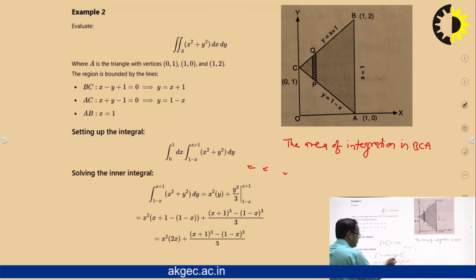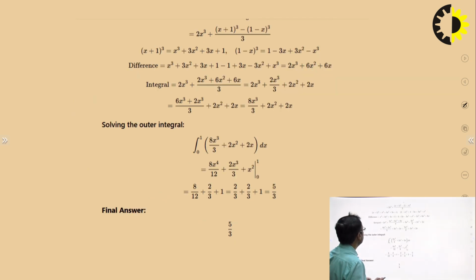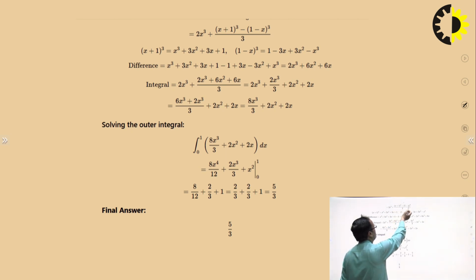After simplifying, first we put the upper limit, then minus the lower limit: x square times the whole cube of x plus 1 minus the whole cube of 1 minus x, divided by 3. After simplifying this, 1 minus 1 cancel out, x plus x is 2x, and this equals 2x cube times the whole cube of x plus 1 minus the whole cube of 1 minus x, divided by 3.